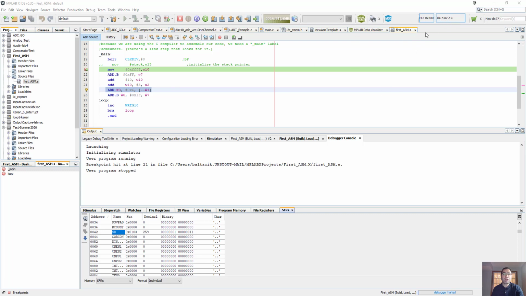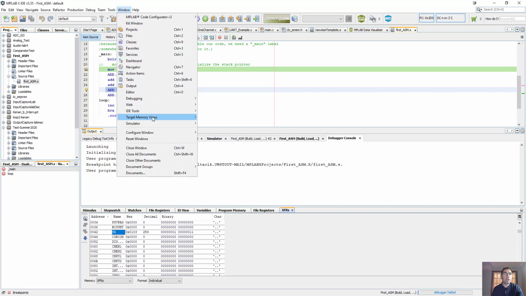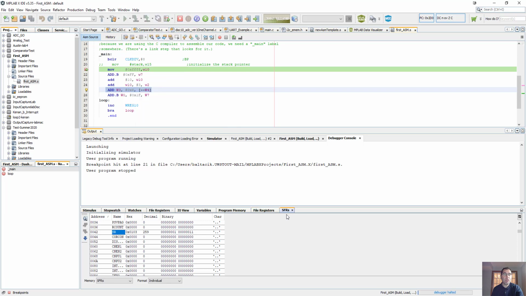The other way is to go to your target memory views here, and you can go to the same place as program memory. Here you have SFRs, special function registers. If you click that, you will have another tab here. This will have all the special function registers, other than regular memory. Everything is going to be here, including working registers and special registers.